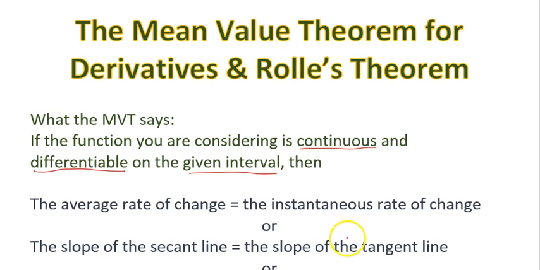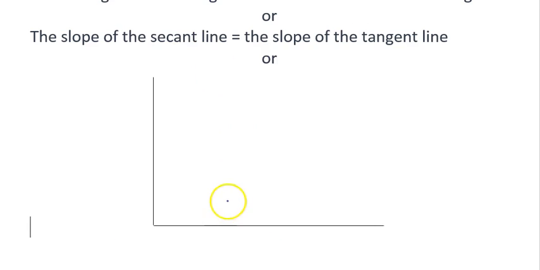or the slope of your secant line is going to equal the slope of your tangent line. And I'm also going to show you this graphically. Okay, so what this means graphically is we have some path, and we're going from A to B on the x-axis. And what it says is, if I do the slope of the secant line between A and B, there is a point somewhere between A and B where the derivative is going to have that same slope.